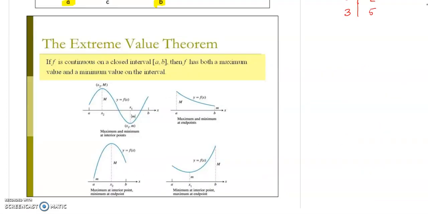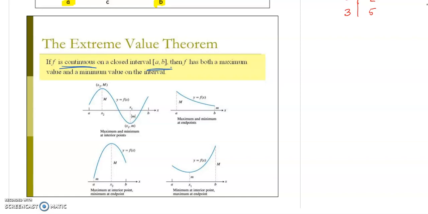EVT, the Extreme Value Theorem. So extrema, now we're dealing with maximums and minimums. If f is continuous, so we always have to look for things like continuity, what is the criteria that must be met? It must be continuous on a closed interval. Then f has both a maximum value and a minimum value on the interval. And when I say max and min, we're saying absolute, not just relative. And so I'm guaranteed that.